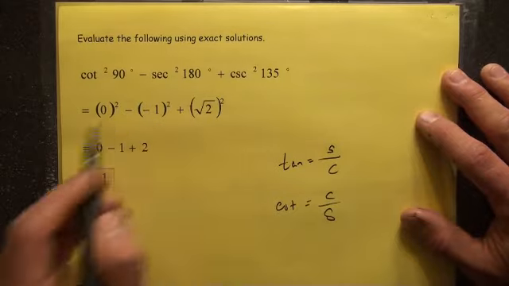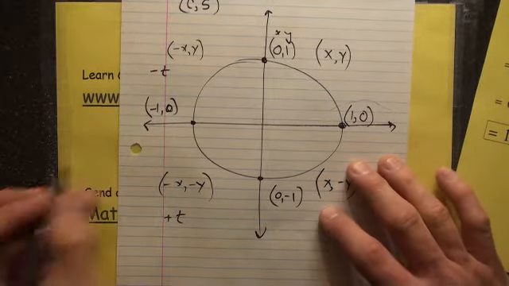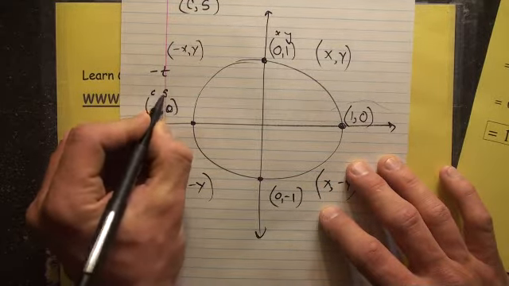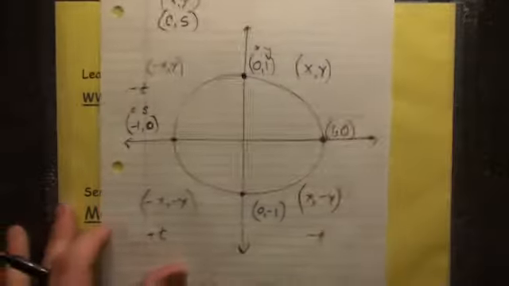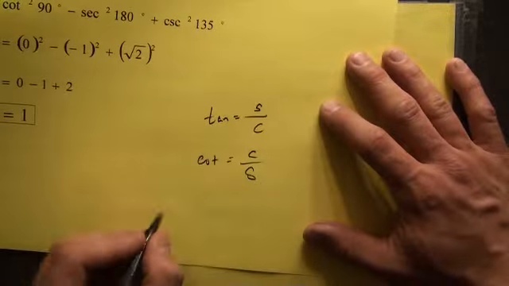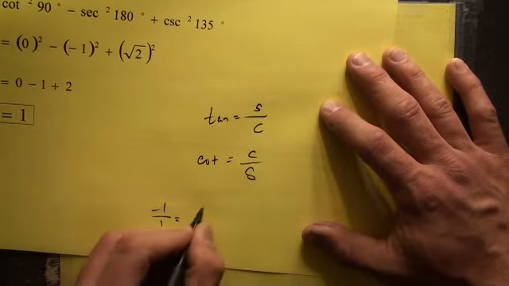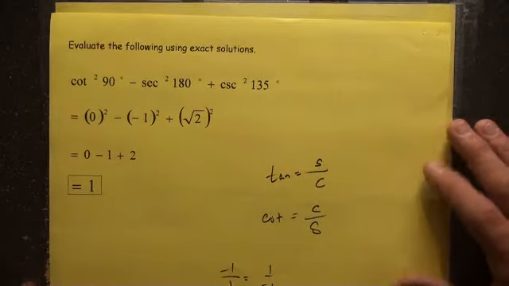Minus secant squared 180. Well, where's 180? Right here, -1, 0. We want secant. Well, cosine comma sine. Secant is the inverse of cosine. So what's the inverse of -1? Well, if you take -1 and do the reciprocal, you'll end up with -1 all over again. So it's -1 squared, all right.